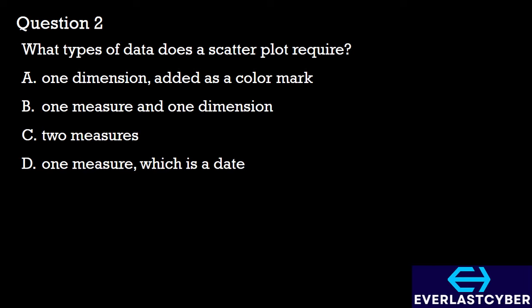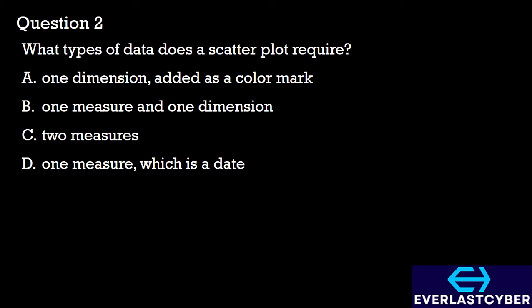Question 2. What types of data does a scatter plot require? A. One dimension added as a column mark. B. One measure and one dimension. C. Two measures. D. One measure, which is a date.